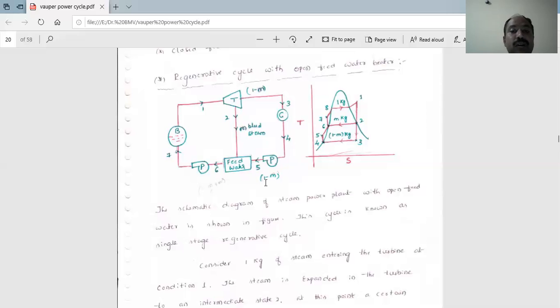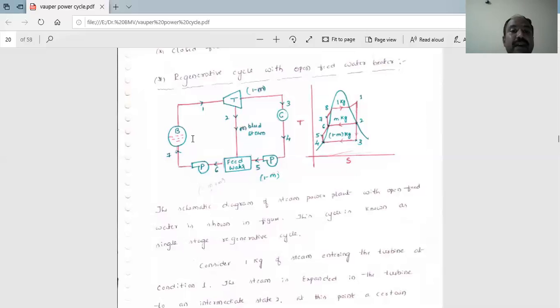That is 1 minus m kg of condensed fluid entering the feed water heater. Then the m amount of steam enters the feed water heater, where mixing takes place. Here 1 minus m plus m, the m cancels, and the remaining 1 kg of fluid is pumped to the boiler. This cycle repeats in the open feed water heater. This is the working principle behind the open feed water heater.